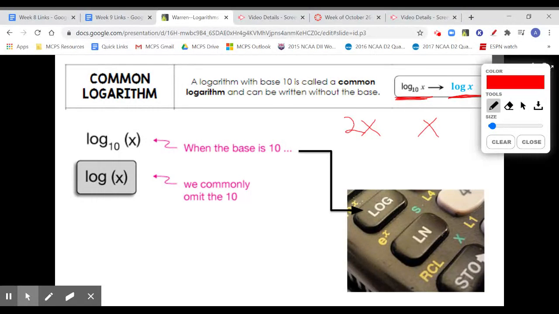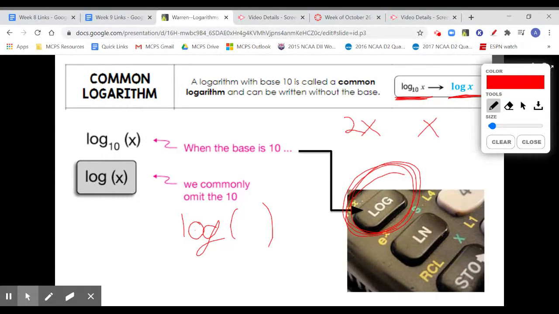Because of this common log, we also will notice that there's a log button on a graphing calculator. It's along the left side. It just says log. If you were to type this in your calculator, it doesn't give you the opportunity to type a base. It just opens up a set of parentheses and lets you type something in. So if you were to type the log of 6, you can't choose a base. So that would be telling you the log base 10 of 6. And it would give you the answer like that. So just so y'all are aware.